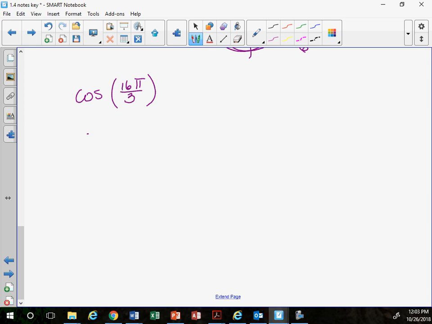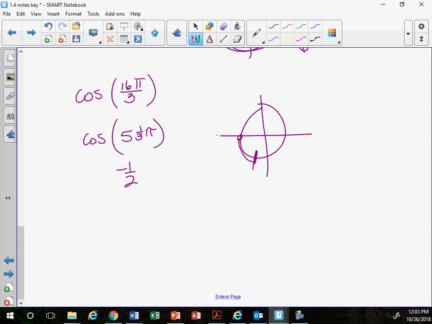Okay. You're right. So guys, how many times does 3 go into 16? 5, with how many left over? So 5 pi. Oh, yeah, that's over there, right? Okay. And so from here, you have to go 1/3 pi, or pi over 3, which is right there. And it is negative 1/2 again. Okay? We feel okay with those? Or do we need one more?